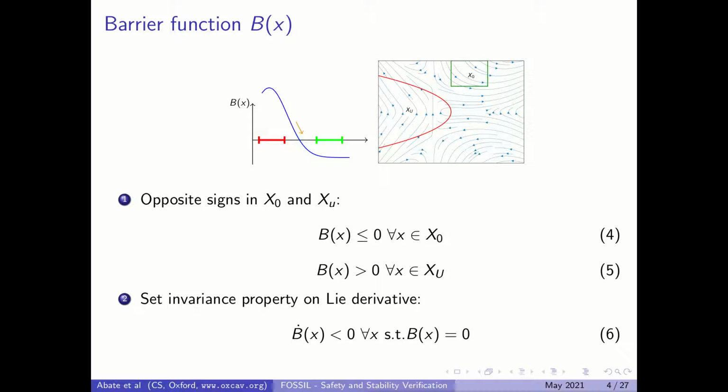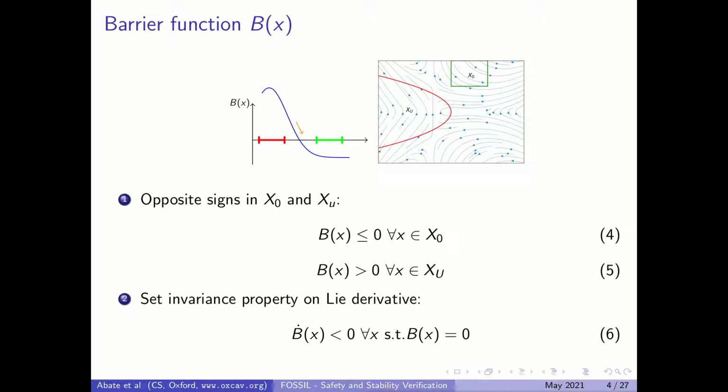As before, this requires three conditions. Firstly, we want the barrier function to be negative in the initial set. We want it to be positive in the unsafe set. And once again, we have this set invariance property on the time derivative or the Lie derivative. Instead here of considering the time derivative of the function everywhere in the state space, we're just interested in where the barrier function is equal to 0, and there we require that the time derivative is strictly negative. So this is equivalent to saying we want the system trajectories to point inwards along the 0 contour of the barrier function. It is worth noting that other characterizations of barrier certificates do exist, but this is what we're sticking with in this work.